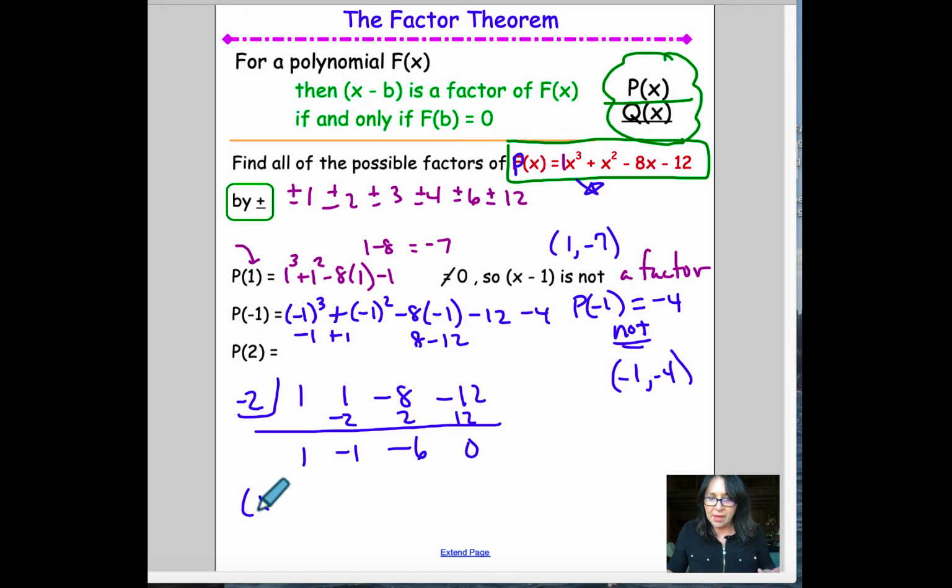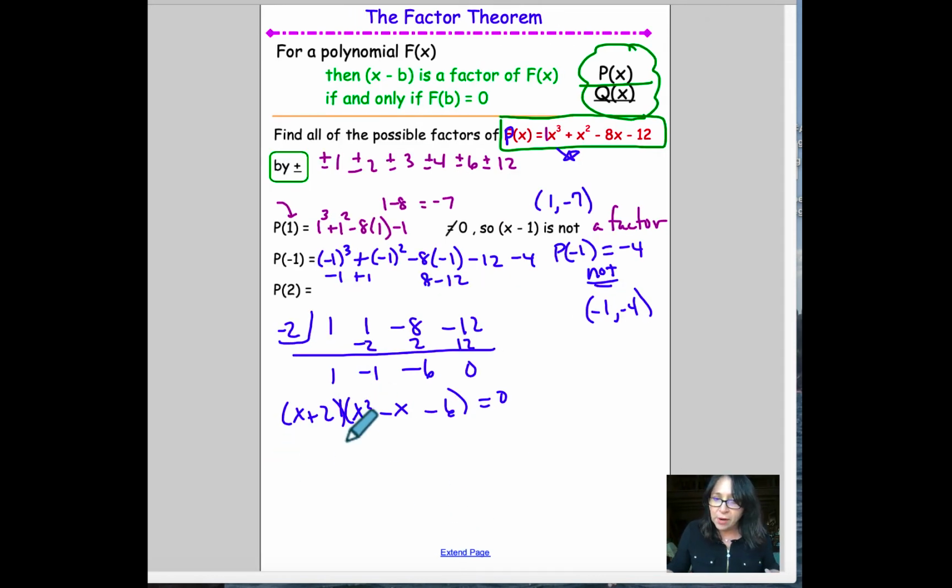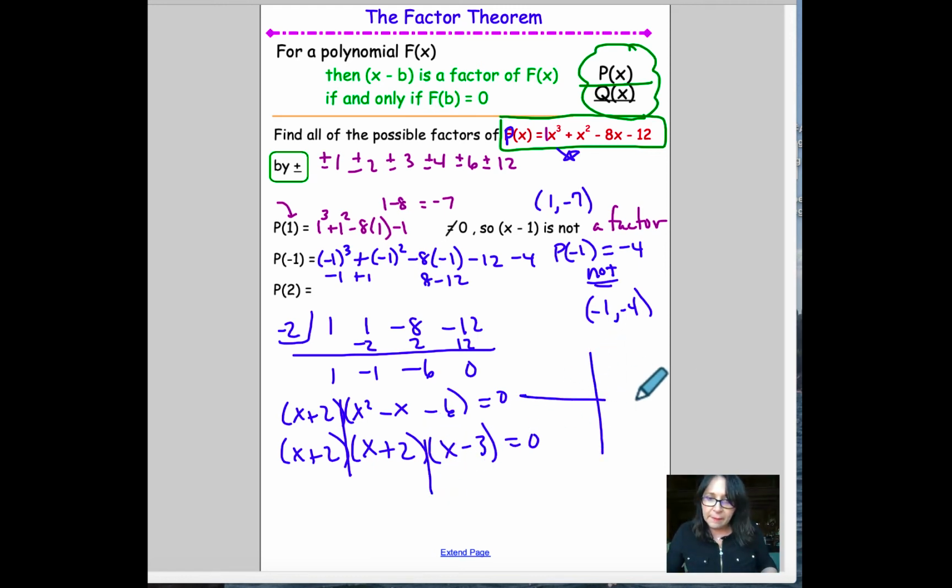So this tells me that x plus 2 is a factor. Then what's left is these three numbers. So those three numbers are, if it's a cubic, divided by x, this is going to be 1x squared minus x minus 6 equal to 0. And so when I split this up, I get x plus 2, x plus 2 again, and then x minus 3, and that's equal to 0. So my zeros are going to be 3 and negative 2 twice.